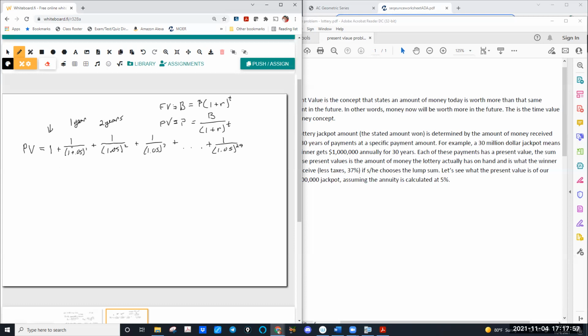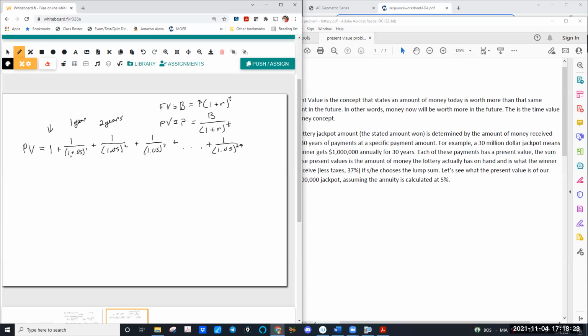So what we're doing is taking the present value of each of the winner's payments and adding them up, because that gives us the present value now. The present value is the sum of these numbers. Remember, the nominal amount of the award is $30 million.